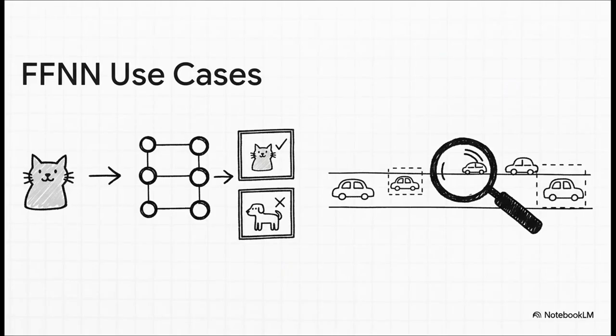And that's exactly why they're perfect for jobs like image classification. Is this picture a cat or a dog? Or for object detection, like finding all the cars in a photo. Each one of those is a self-contained problem. It's completely independent of whatever came before or after it.